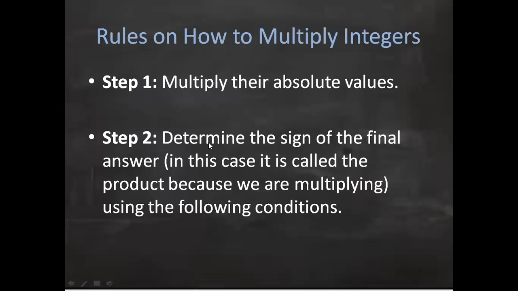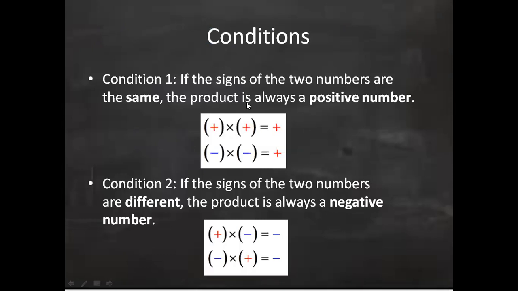Then in step 2, we will determine the sign of the final answer. जो final answer है, हम उसका sign बताएंगे. उसका sign हम कैसे decide करेंगे? That is decided using the following conditions. There are two conditions. Condition number 1: if the signs of the two numbers are same. अगर हम दो सेम साइन वाले नंबर को मल्टीप्लाई कर रहे हैं तो साइन हमेशा पॉजिटिव होएगा, प्लस होएगा.